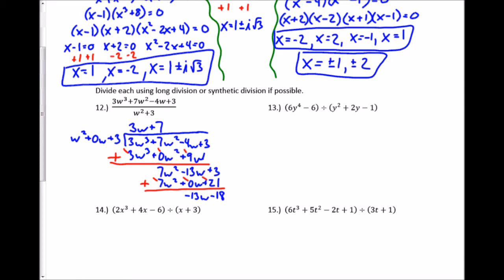And I can't turn a w squared into a negative 13w, so that's my remainder. So I put a little plus sign here. I write the negative 13w minus 18 over the thing I was dividing by, which was the w squared plus 3. And that's it.